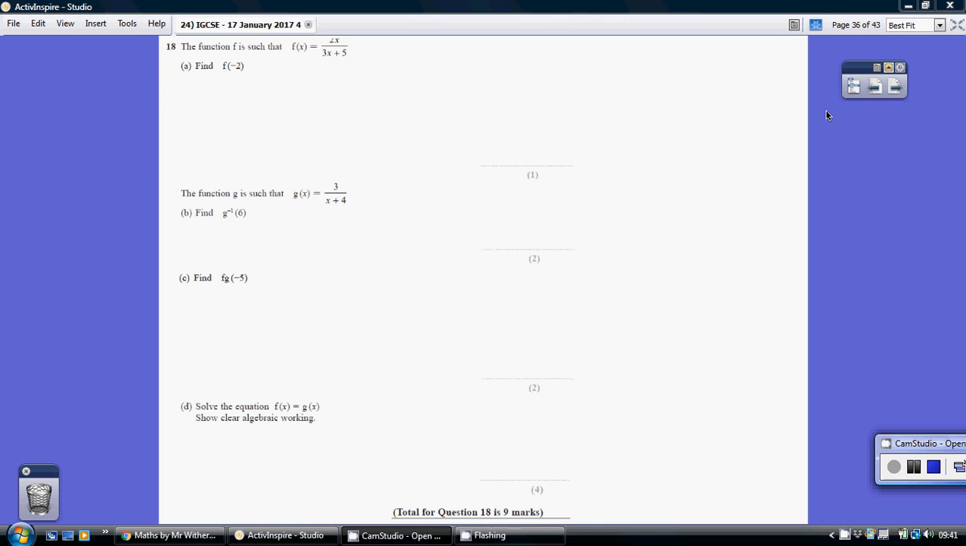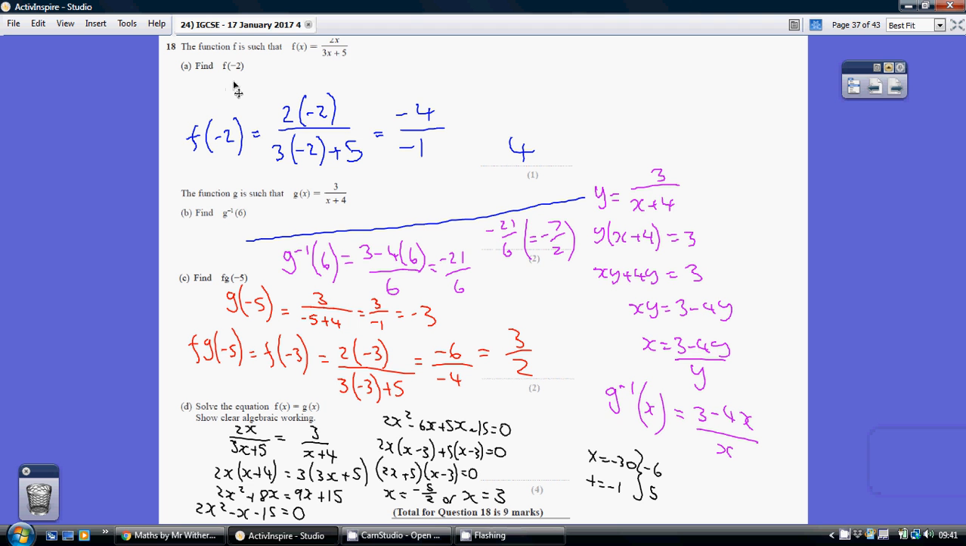Question 18. So, to find f of minus 2, we simply have to substitute minus 2 into the f function. So 2 lots of minus 2 divided by 3 lots of minus 2 plus 5. So 2 lots of minus 2 is minus 4, 3 lots of minus 2 is minus 6, add 5 is minus 1.